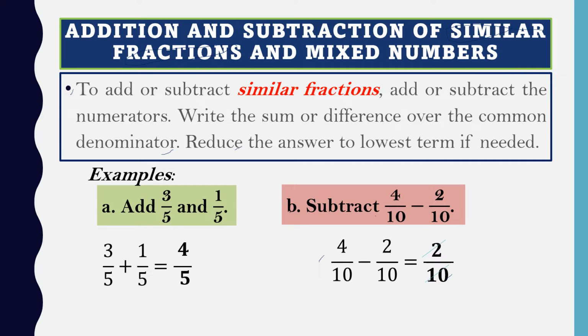We can divide 2 and 10 by 2. So 2 divided by 2, we cancel, and we have 1. And 10 divided by 2 is equal to 5, so we cancel 10 here and write 5 below or beside it. Now we rewrite, so we have 1/5. That is the difference between 4/10 and 2/10.